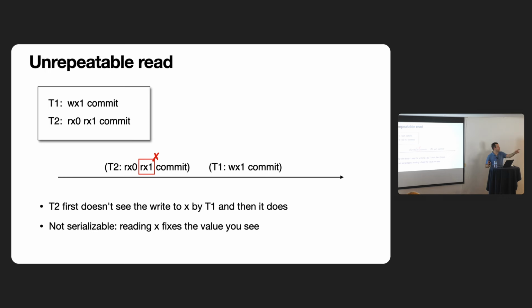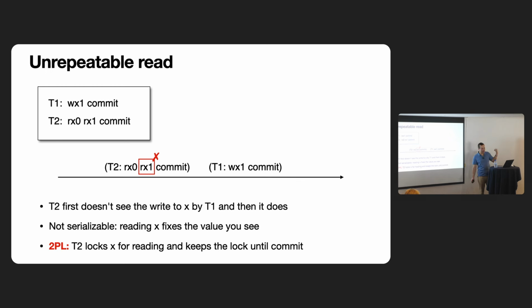Now, somebody else can explain to me what's the mechanism? Yeah, correct. The example before was about write locks, and here it's about read locks. When I read something, I take a read lock and hold it till the end of the transaction. That ensures nobody can modify it because they cannot concurrently acquire a write lock.